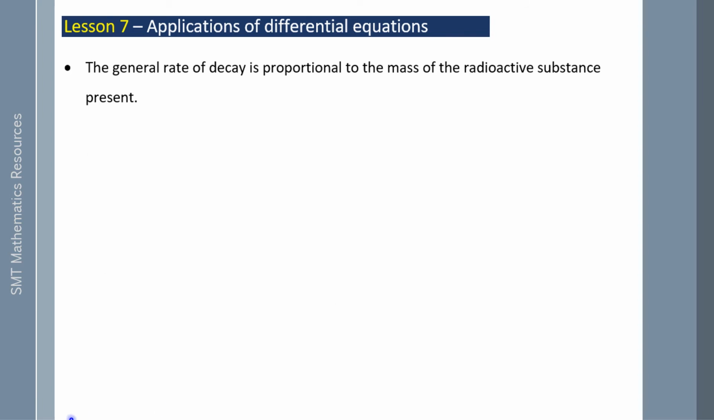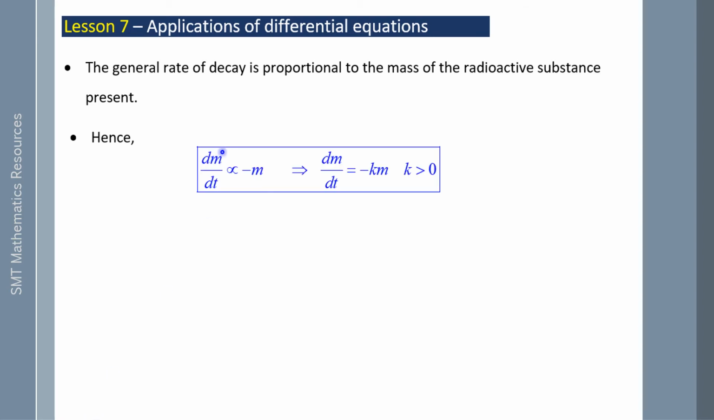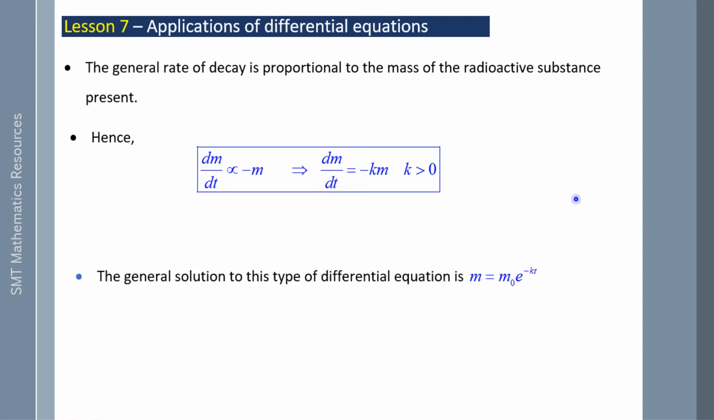The general rate of decay is proportional to the mass of the radioactive substance present. Hence, the mass, dm/dt, or the rate of change with time, is proportional to negative m. Therefore, a differential equation is dm/dt equals negative km, where k is greater than 0. So it's pretty similar to our previous example where we had km. This time, because of decay, it's negative km. The general solution to this type of differential equation, as I said, could be y equals a e to the negative kt. In this case, mass equals the initial mass multiplied by e to the power of negative kt.